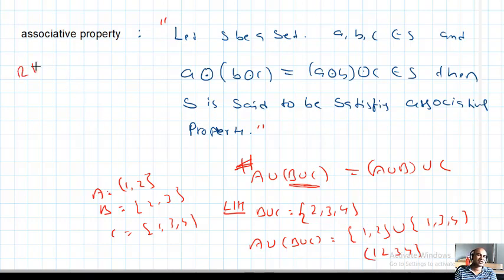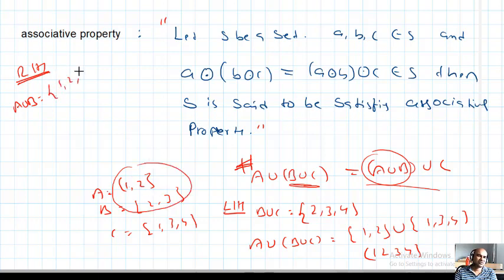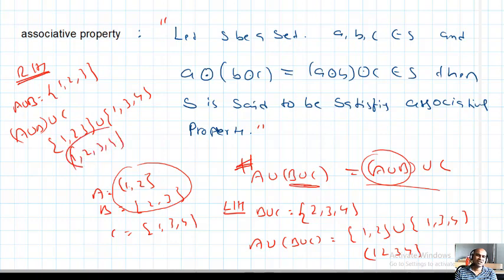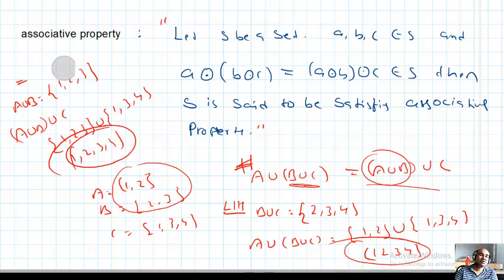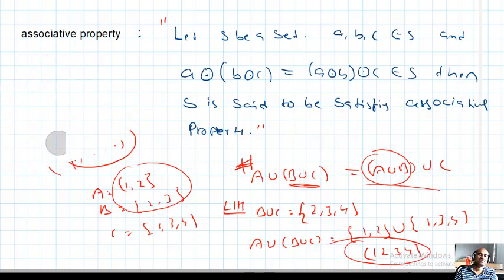Now I want to find RHS. To find RHS, what should we find first? First of all, A union B. Union of these two is 1, 2, 3 only. After that I should find (A union B) union C. So 1, 2, 3 union C. C means 1, 3, 4. What is the union? 1, 2, 3, 4. See, LHS and RHS are same. What is the meaning of that? A union (B union C) is always equal to (A union B) union C. Means union of sets satisfies the associative property.